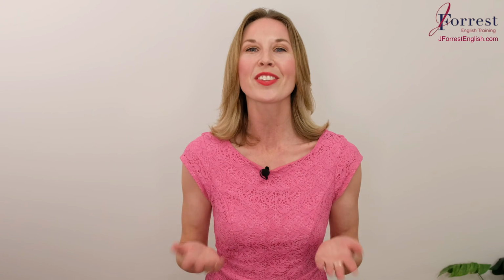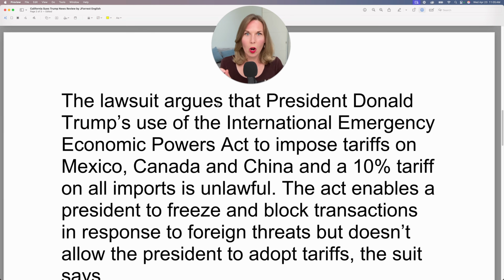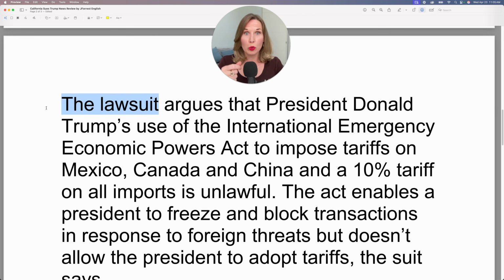Now let's continue with our lesson. The lawsuit argues. So once you sue someone and you submit those documents to the legal system, to the courts, it becomes a lawsuit. So the lawsuit represents the documents that have been submitted to address this legal issue. So the lawsuit argues. The use of "to argue" is very common in a legal or formal academic context to mean to provide information with evidence.